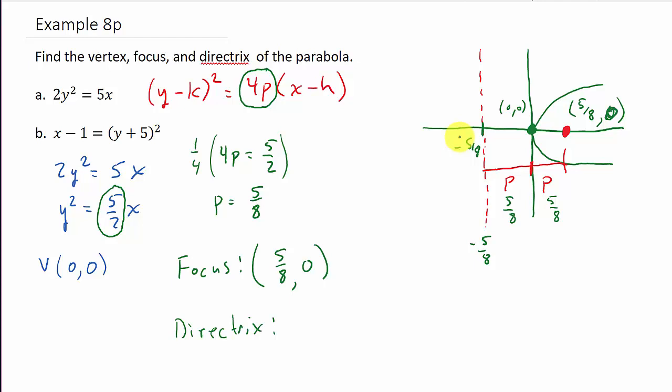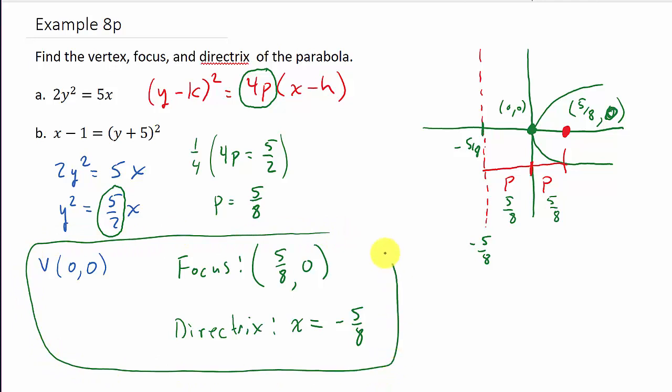So what would be the equation of this line? Well, we know if we have a vertical line, that's x equals, and what does x equal? Well, that's negative 5/8. And so there's your vertex, your focus, and your directrix. All right, so let's look at the next problem.